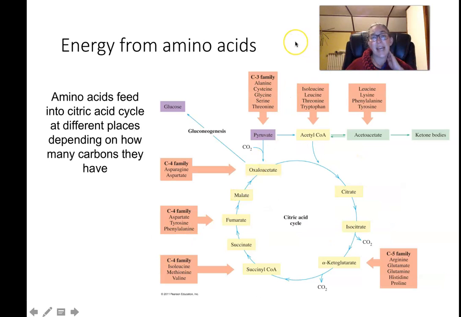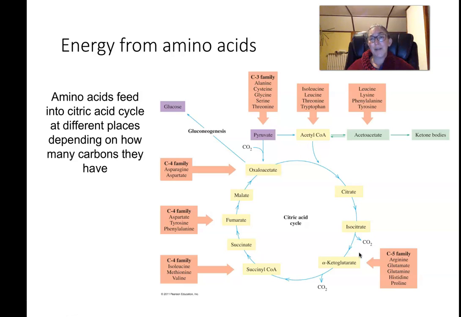And then lastly, energy from our proteins, from amino acids. So we already talked about one way that we can get energy from proteins, which is by converting them into glucose in a process called gluconeogenesis. So we can do gluconeogenesis of some of our amino acids and produce glucose, which then can be converted to pyruvate and acetyl-CoA, and then acetyl-CoA goes through the citric acid cycle.